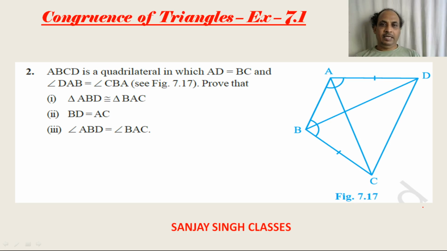Okay. In the next question, ABCD is a quadrilateral again, in which we are given AD is equal to BC. And angle DAB, where is angle DAB? DAB is equal to angle CBA, right? Prove that triangle ABD is congruent to triangle BAC. Okay, let us take it first.